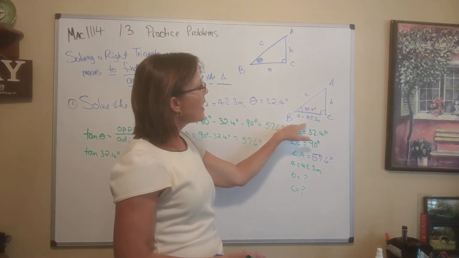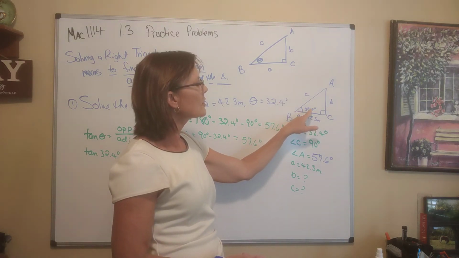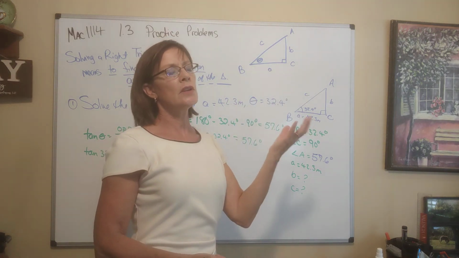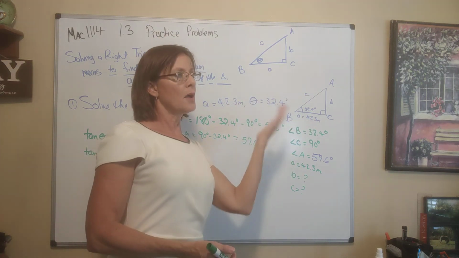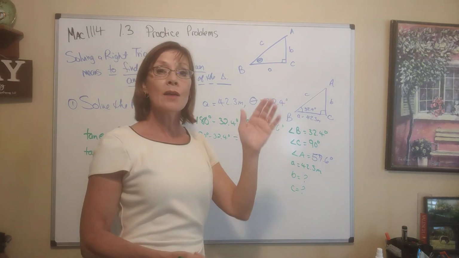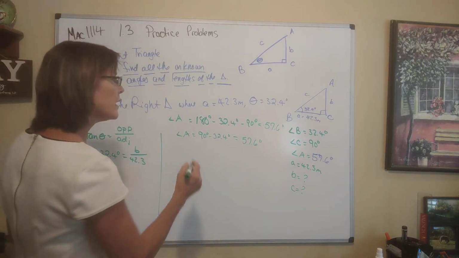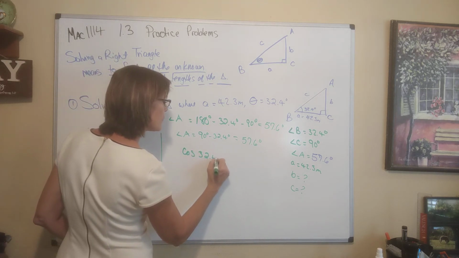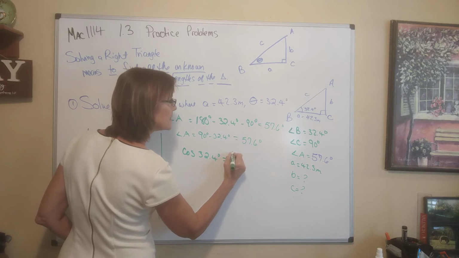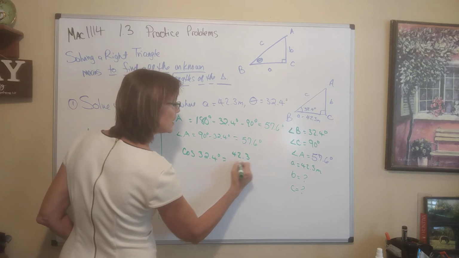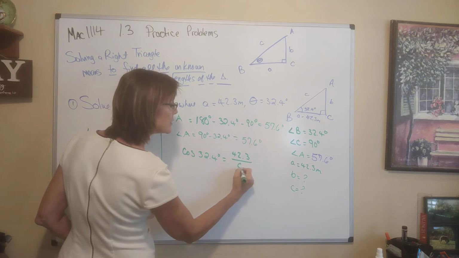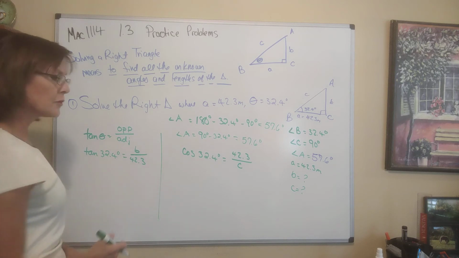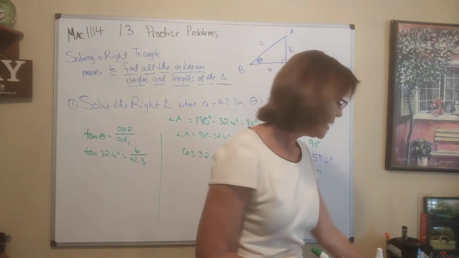I want to involve A and C. Well, A, in regards to this angle, is adjacent, and C is hypotenuse. What trig function do we know that involves adjacent and hypotenuse? That would be the cosine. So here's another thing we could set up. The cosine of 32.4 degrees is equal to adjacent, 42.3, over hypotenuse, C. So we can solve this. Now, let's solve this for B and C. Get your calculator out and let's do it.